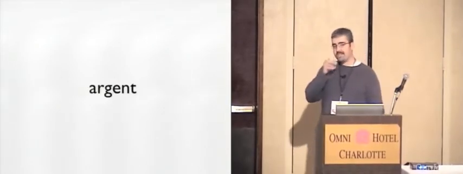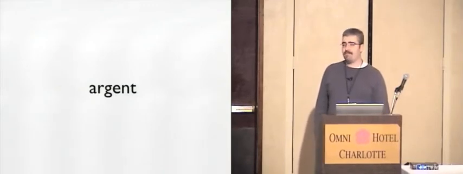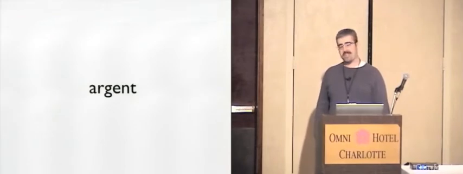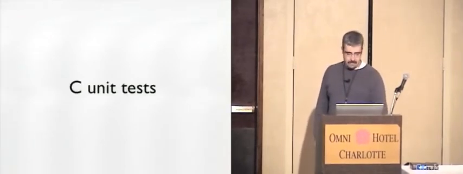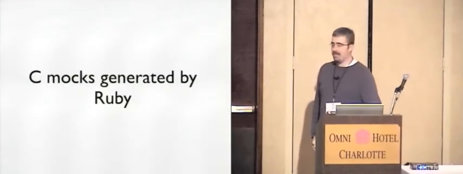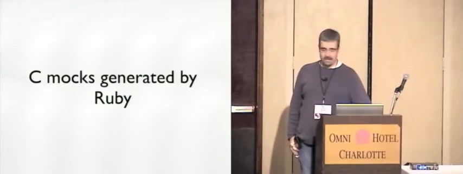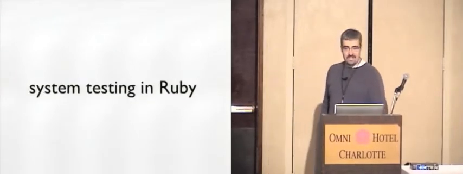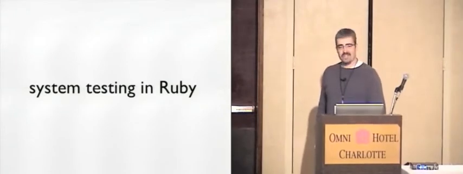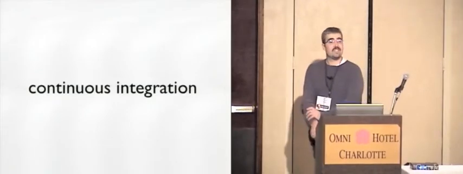Using Rake then sort of led to Argent being involved. Argent is basically a way of having Ruby code embedded in files get processed. We had unit tests, just regular unit tests written in C, but these tests used mocks that were generated by a Ruby script. Our system testing was all done in Ruby with some help from some C extension libraries. And we used a continuous integration system in Ruby.